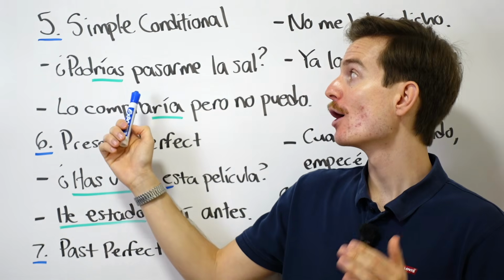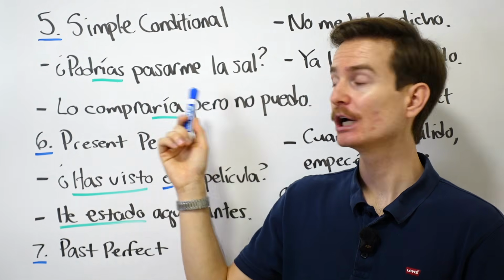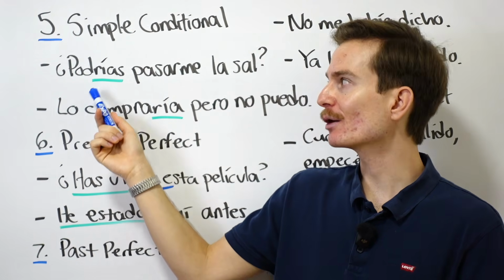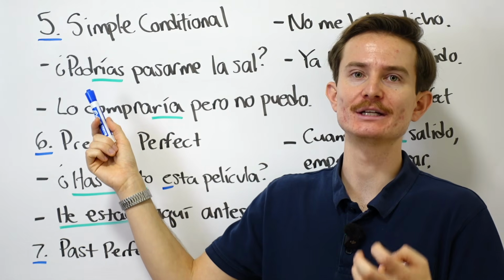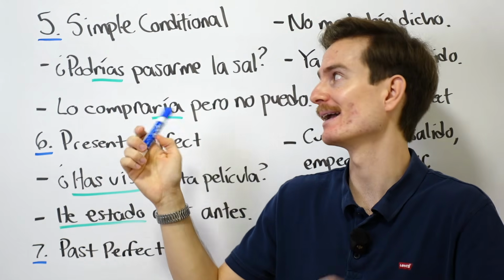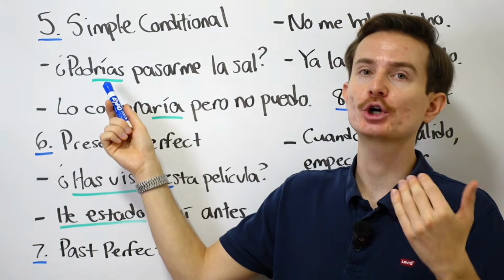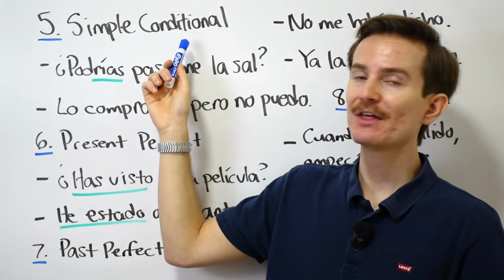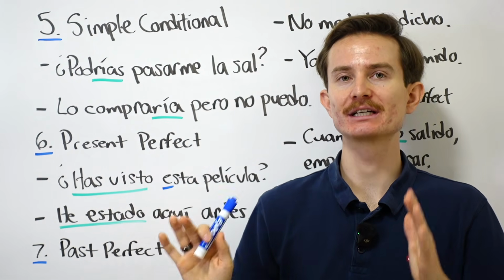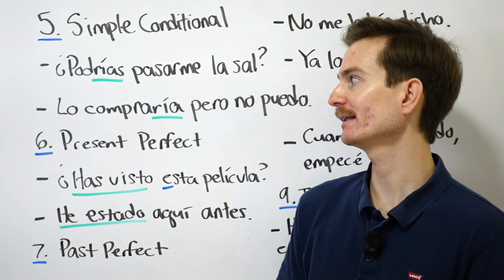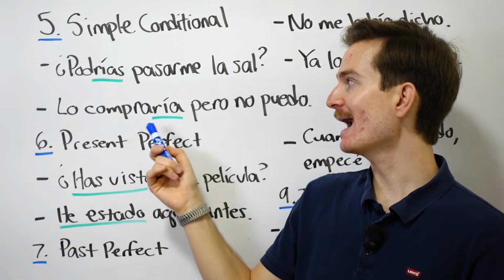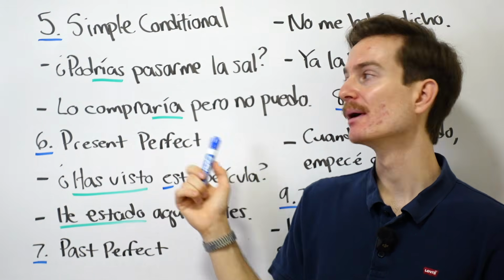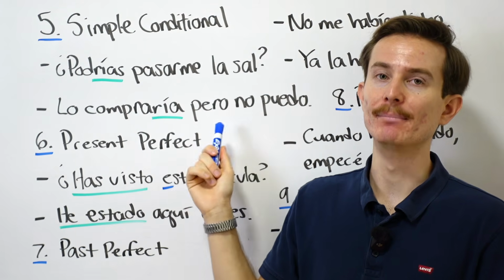So something like, ¿podrías pasarme la sal? Could you? Okay, here we literally have the verb poder, meaning to be able to or to can. But here, this would mean could you or would you be able to? Okay, the conditional often takes the translation of would into English. Okay, so here, lo compraría, pero no puedo. I would buy it, but I can't.